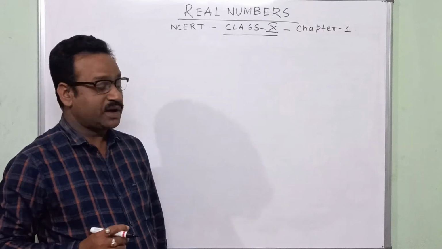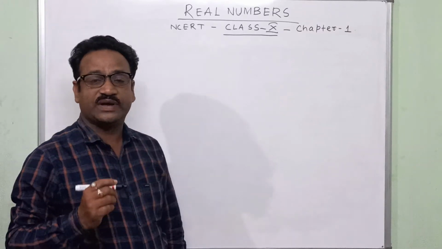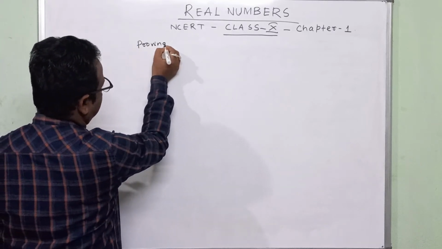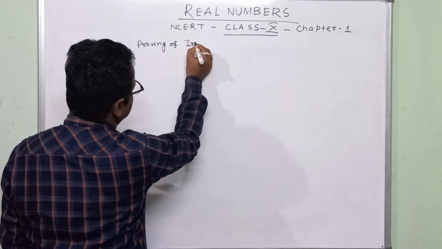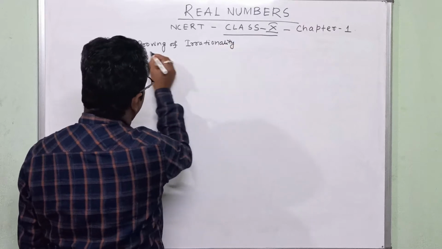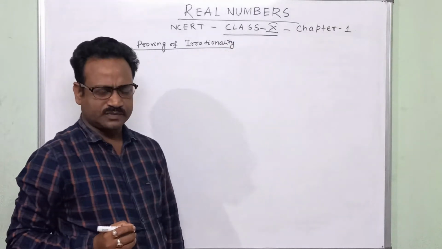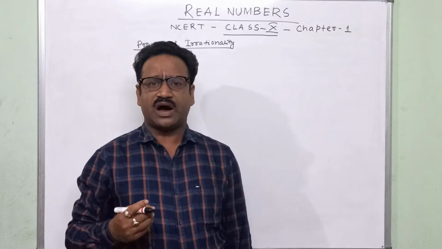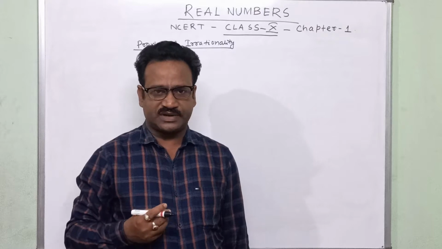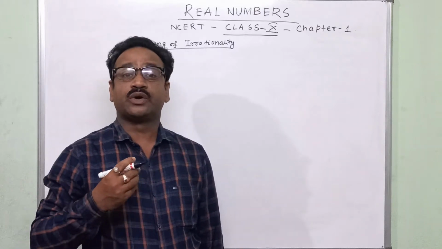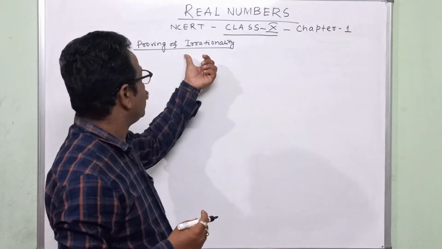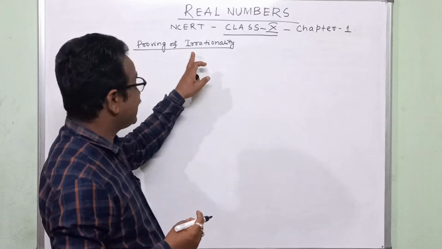Today we will discuss proving of irrationality. Previously we have heard root 2 is an irrational number, root 3 is an irrational number, root 5 is an irrational number, root 7, root 11, root 13 and so on. So today we will prove the irrationality.